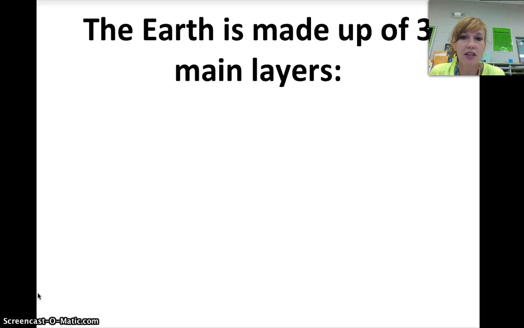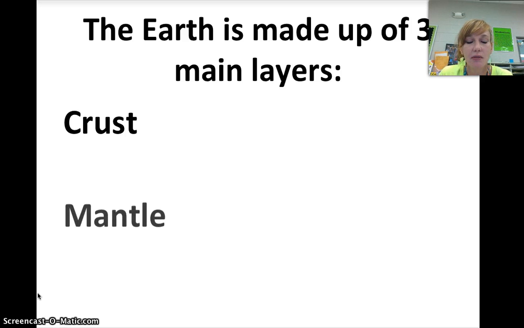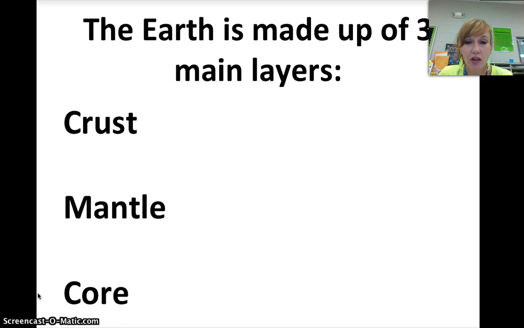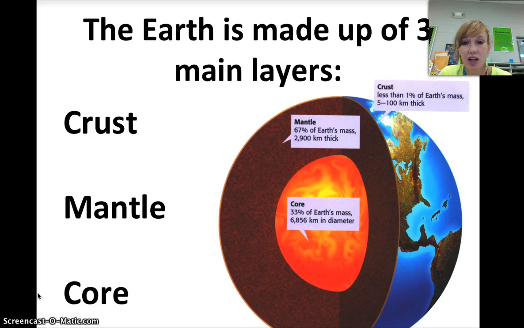So we're going to remember that the Earth is made up of three main layers: the crust, the mantle, and the core. But you know the core is divided into an inner and an outer core. And when we look at this diagram, we see that the crust is less than 1% of the Earth's mass. So it's not very thick at all, anywhere from 5 to 100 kilometers. Now, a kilometer is 1,000 meters, and a meter is about the length of a baseball bat. So about 5,000 to 100,000 baseball bats thick.